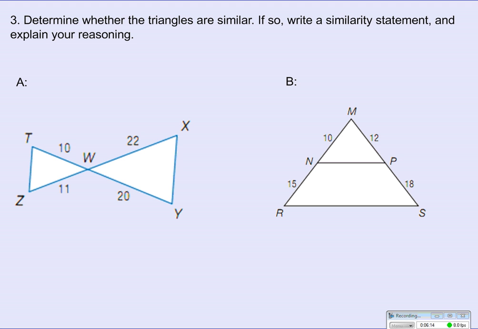So determine whether or not these two would be similar. If so, write a similarity statement and explain your reasoning. So let's look at the letter A. Here's what I know for sure. I know those two are congruent because they're vertical angles.